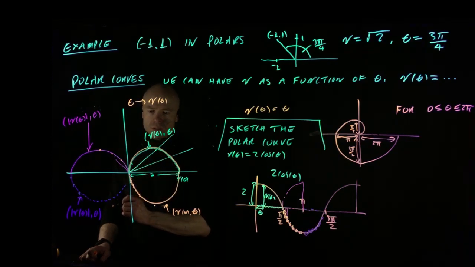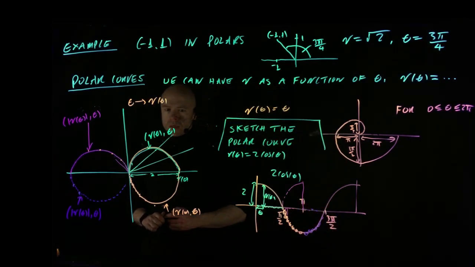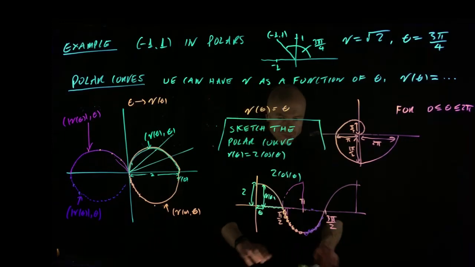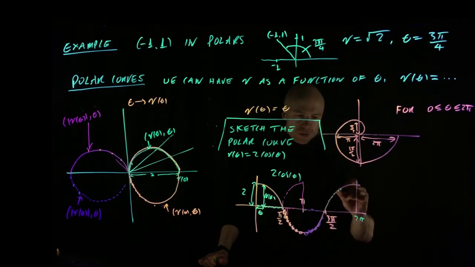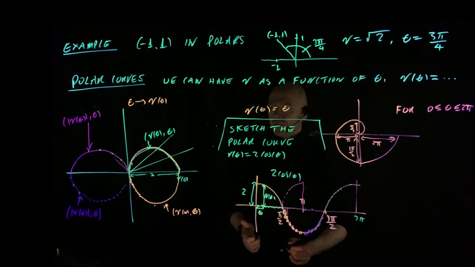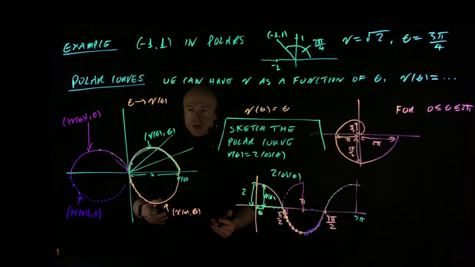Yeah? Cool. So that's what happens as we go from here to here. All right, final part. The final part is from 3 pi over 2 to just 2 pi here. Okay, and now we're in the happy situation of having a positive r again. So we don't have to worry about doing absolute value r first. We have a positive r.